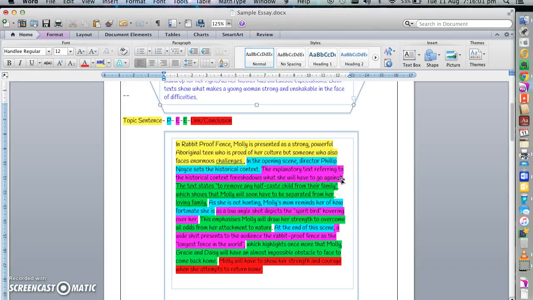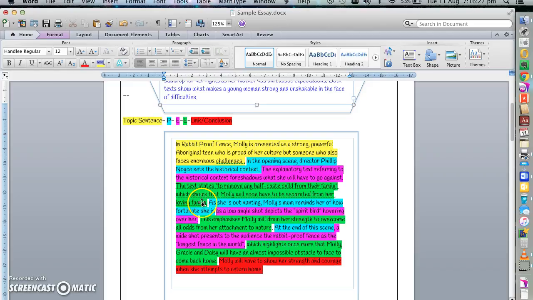Remember, that is the black screen that we see right at the beginning of the film. Now, I need to analyze that and link it back to the idea that I have stated in my topic sentence. The text states to remove any half-caste child from the family, which shows that Molly will soon have to be separated from her loving family.